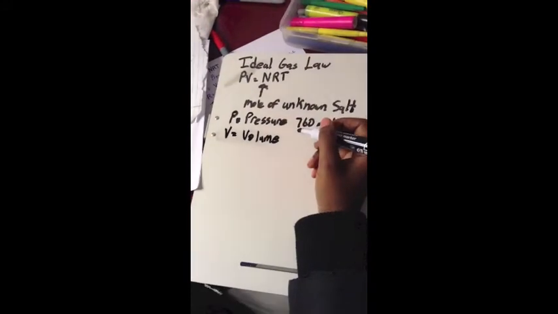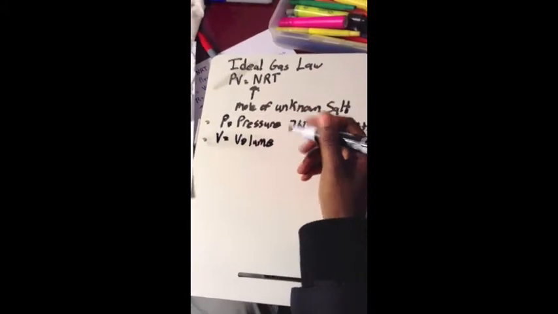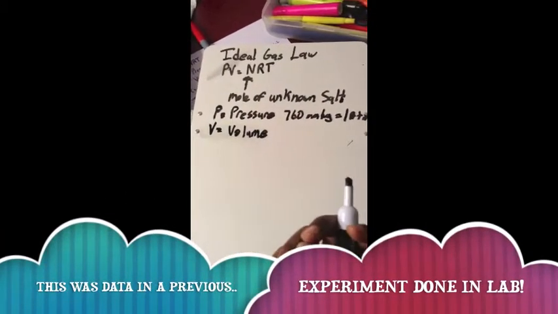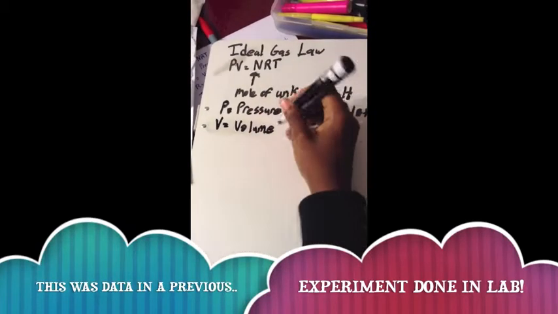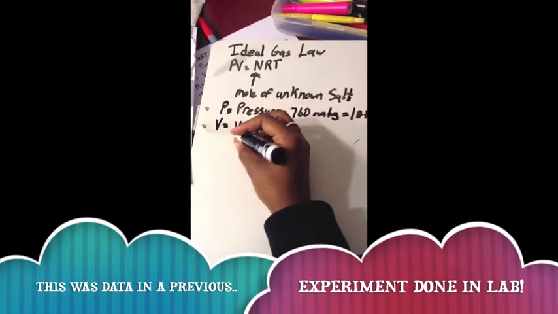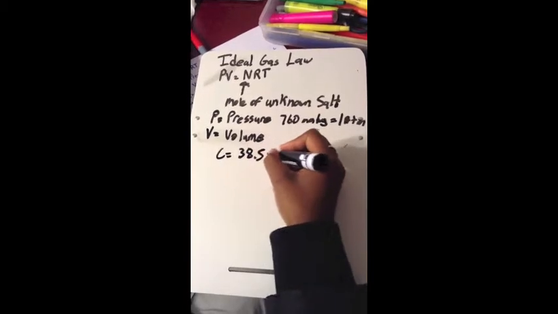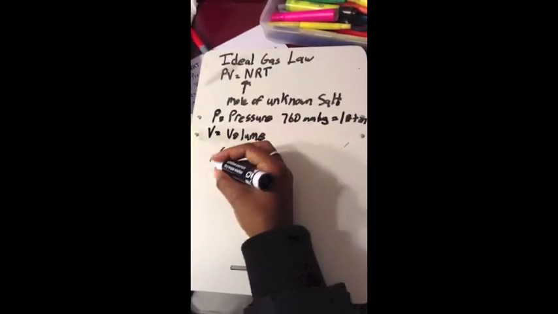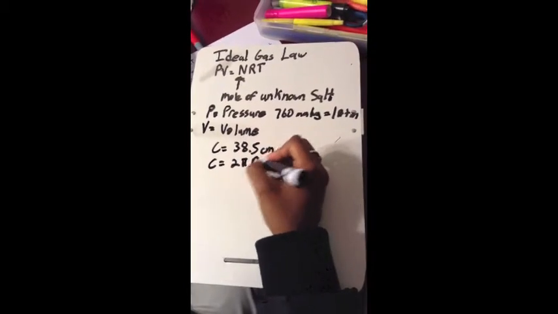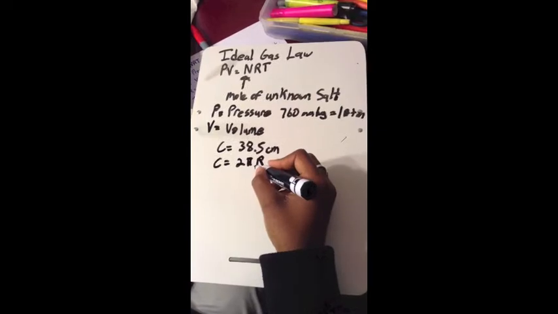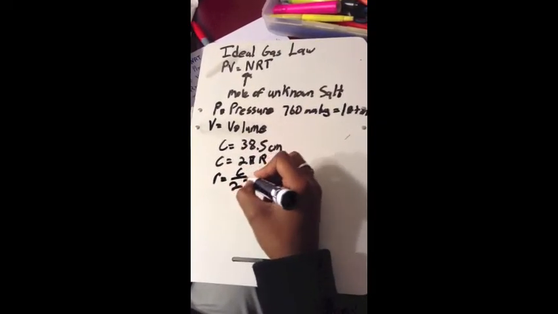We found volume by finding the circumference. In order to find the circumference, we took a string, which you will see in the next video, and wrapped it around the balloon, and we measured that in centimeters. The circumference we found of the string was 38.5 cm. The formula for circumference is 2 pi r. To find the radius, since we already know the circumference, we did r equals C over 2 pi.